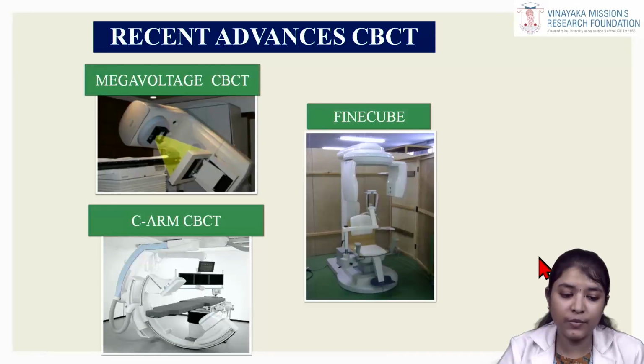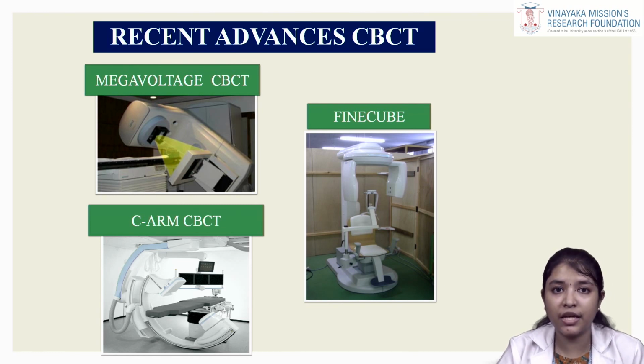Recent advances in CBCT, that is the megavoltage CBCT. It is similar to the commercially available CT, but only a series of projections are taken with the megavoltage CBCT. Whereas in fine tube, it uses a unique scanning mode where we have to choose whether we need a high resolution or a wide area of image. And C-arm CBCT is nothing but a C-arm combined with the CBCT, where volumetric image data is obtained.